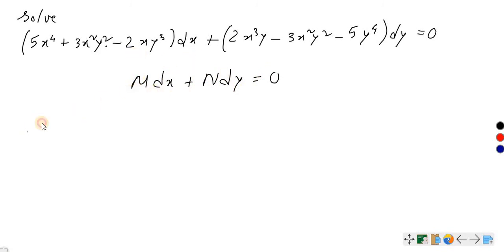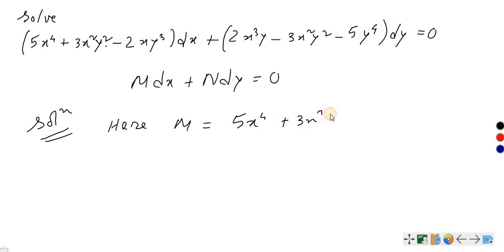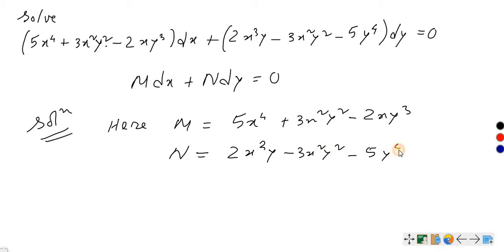So in the solution, we are going to take this as M and this as N. M is equal to 5x to the power 4 plus 3x squared y squared minus 2xy cubed. Similarly, N is equal to 2x cubed y minus 3x squared y squared minus 5y to the power 4. So this is M and N in this equation.